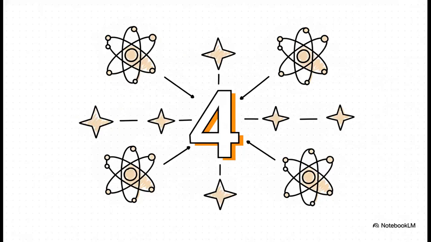So what is silicon's big secret? It's this number, 4. That's it. Silicon has exactly 4 valence electrons. Not 3, not 5, 4. And that simple little number is the magic key that unlocks everything else.